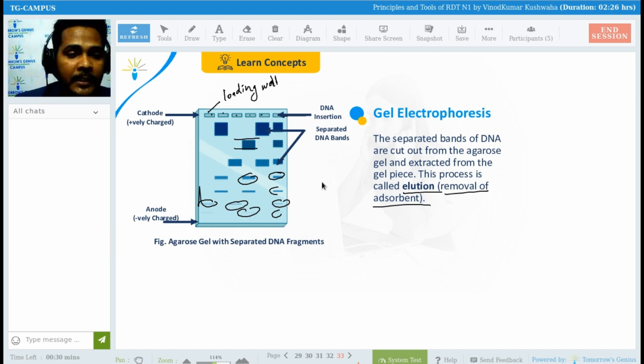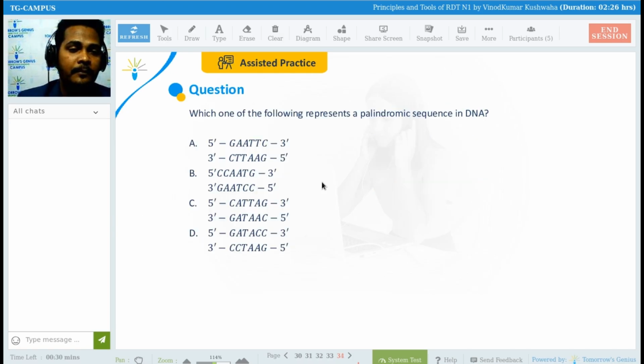So this is all about today's session, that is biotechnology principles and processes. Now let's try a few questions in the form of assisted practice. Now the question is given to you: which one of the following represents a palindromic sequence in the DNA? Now here you have to identify the palindromic sequence, and I have told you how to identify it. Yes or no? And I want an answer from Kirtini.